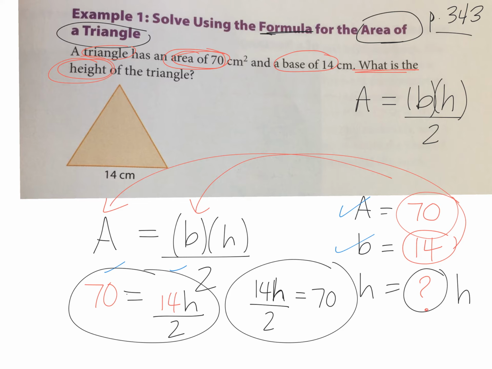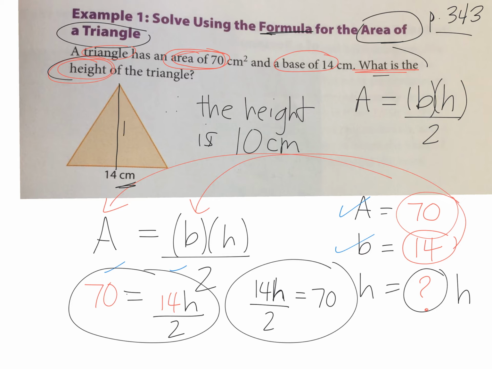The question said, what is the height of the triangle? So therefore, the height of this triangle is what? 10 what? If you just write H equals 10, you will not get full marks. I want you to write down that the height is equal to 10 centimeters. If we look here, we can even label it. So therefore, the height of this triangle is 10 centimeters. We look at the units and we write the same units.